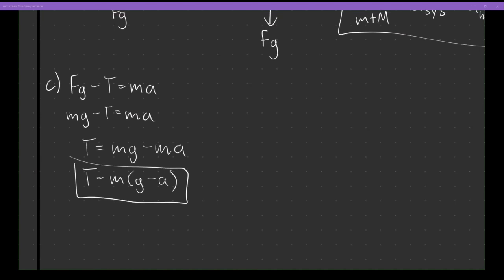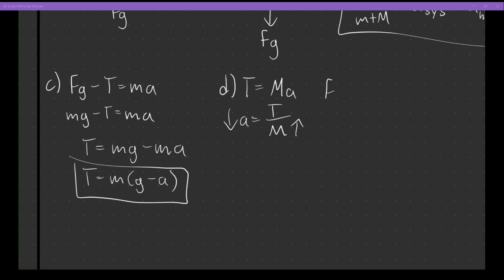Alright, moving on to part D. Part D asks what happens if the mass of the sliding block, big M, increases: what is the effect on acceleration and tension? So looking at the block on the surface, the only force acting on it is T, which is equal to Ma. So a is equal to T over M. But if M were to increase, that means you'd be dividing by a bigger number, so a would decrease.